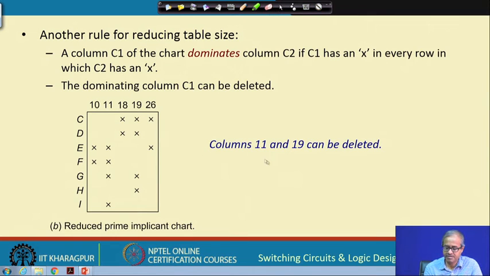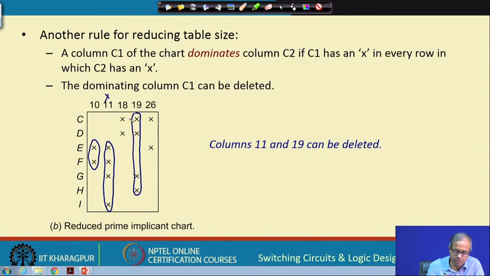Right. So, here in this example, column 11 can be deleted. This is column 11, you see column 11 dominates column 10, okay. That is why column 11 can be deleted. Similarly, column 19 dominates column 18. So, column 19 can also be deleted. So, you can also reduce the size of the table in terms of column.